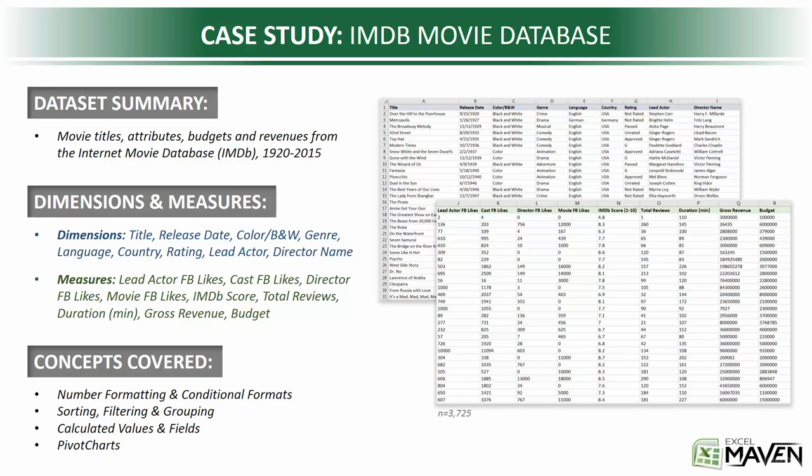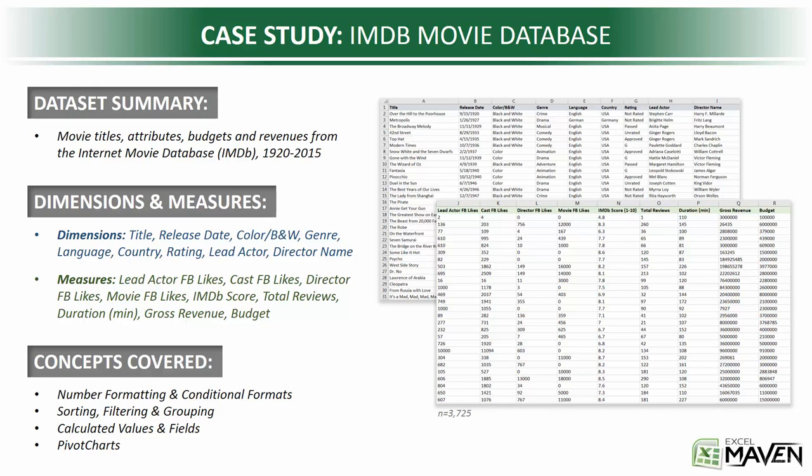The measures, which are the quantitative fields or the metrics that we actually care about, include Facebook likes for the lead actor, the total cast, the director, and the movie as a whole, plus the IMDb score, which is on a scale of 1 to 10, the total number of reviews, the film duration in minutes, gross revenue, and budget. So a bunch of interesting fields that we can use to analyze and explore here.